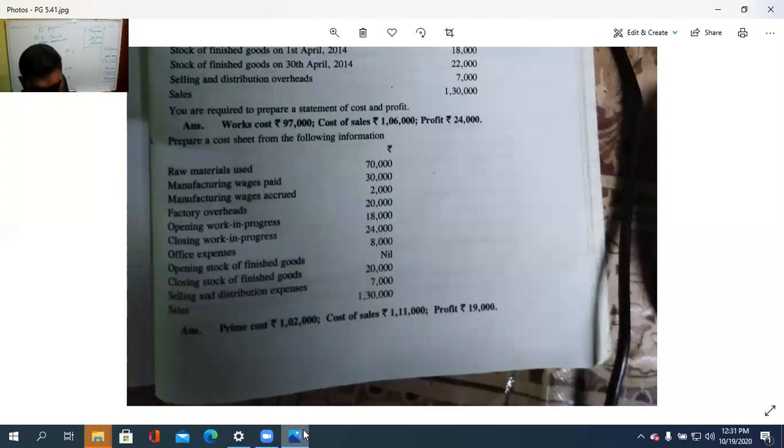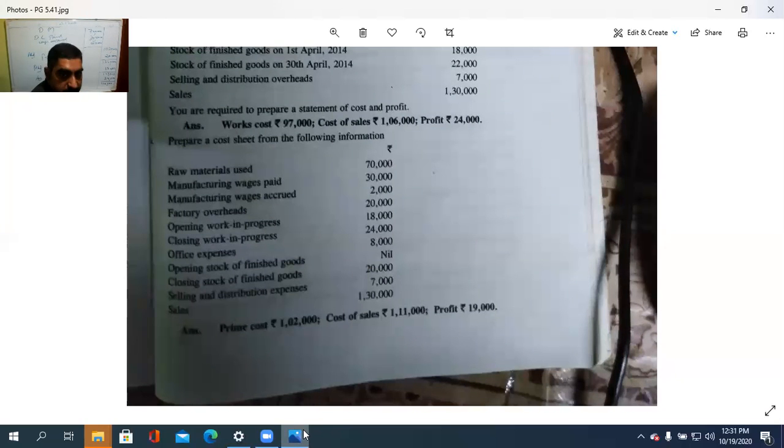So 122,000 plus 18,000 is 140,000, minus 24,000. It is 116,000. So this is what? Sorry, this is the factory cost, because it is factory overheads plus work in progress opening minus closing work in progress. So that is the factory cost.